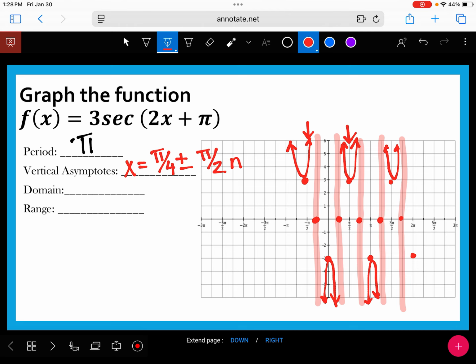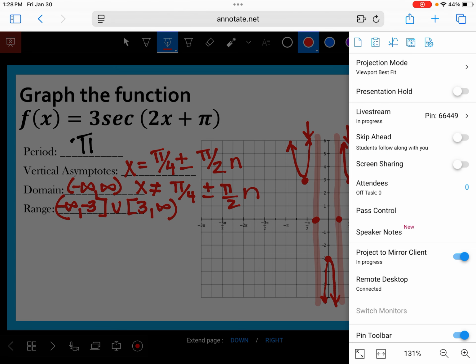My domain is all real numbers except pi over 4 plus and minus pi over 2 n. My range, negative infinity to negative 3, union positive 3 to infinity.